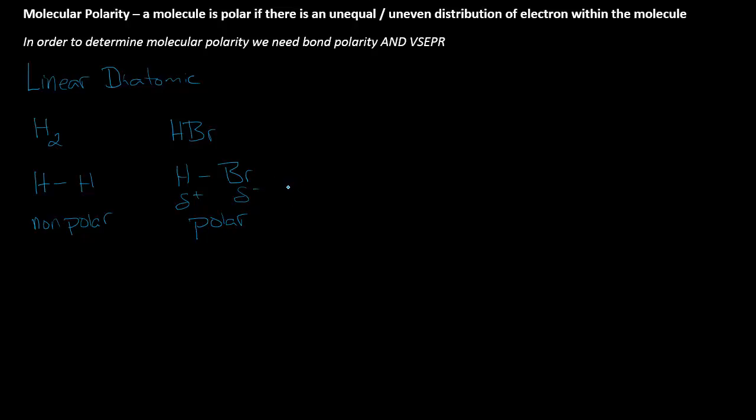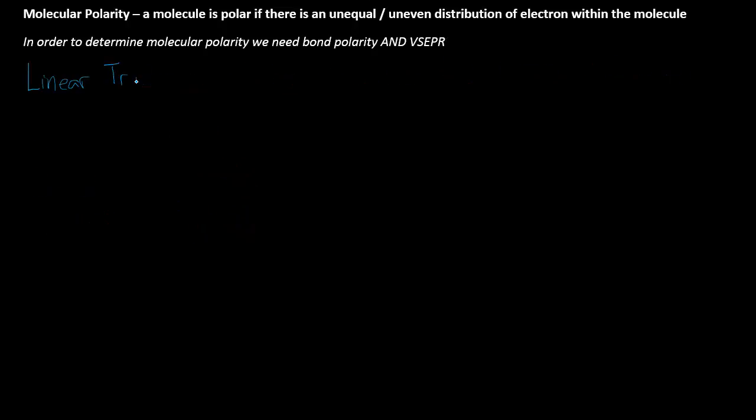We can go look up the actual values, but we'll find that bromine is more electronegative, so I use the delta negative symbol on bromine and delta positive on hydrogen. It's a polar molecule. Basically, if the atoms are different, it's a polar molecule. If they're the same, nonpolar.